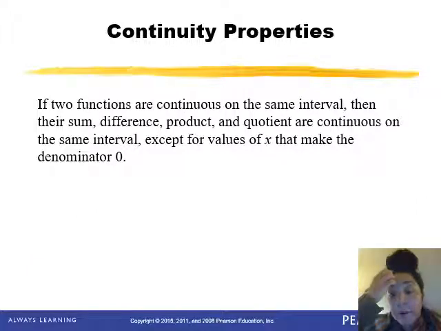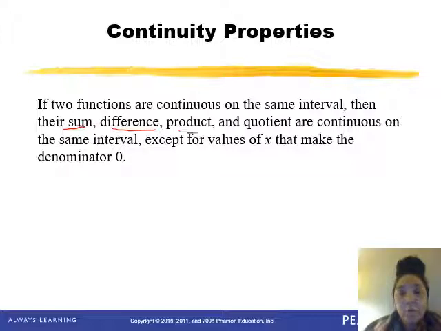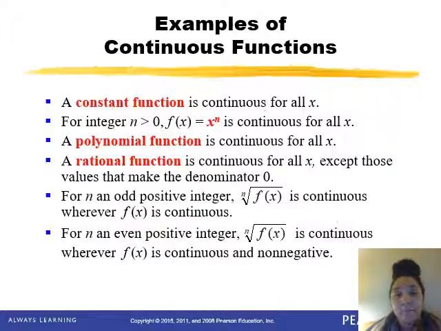All right, so let's talk about continuity properties. If two functions are continuous on the same interval, then their sum, their difference, their product, and their quotient are continuous on the same interval. That's key here. Except for the values of x that make the denominator 0, because anything divided by 0 is undefined. Okay, so here are some examples of continuous functions.